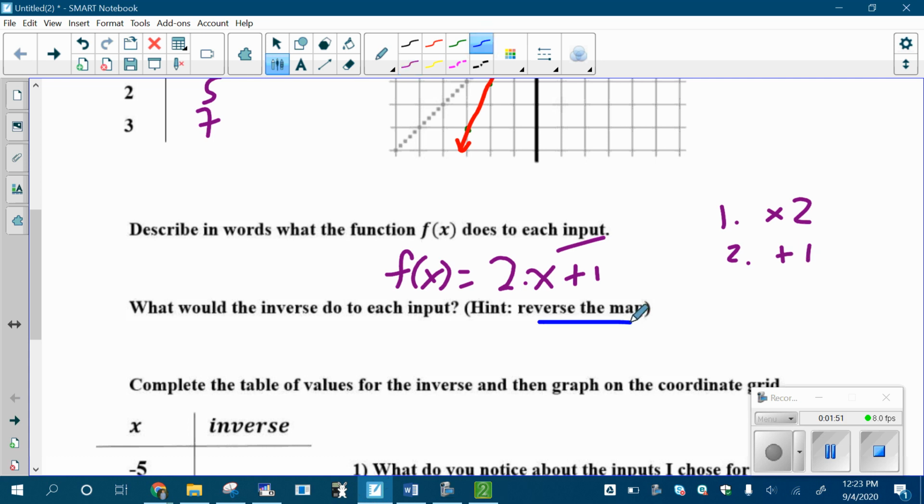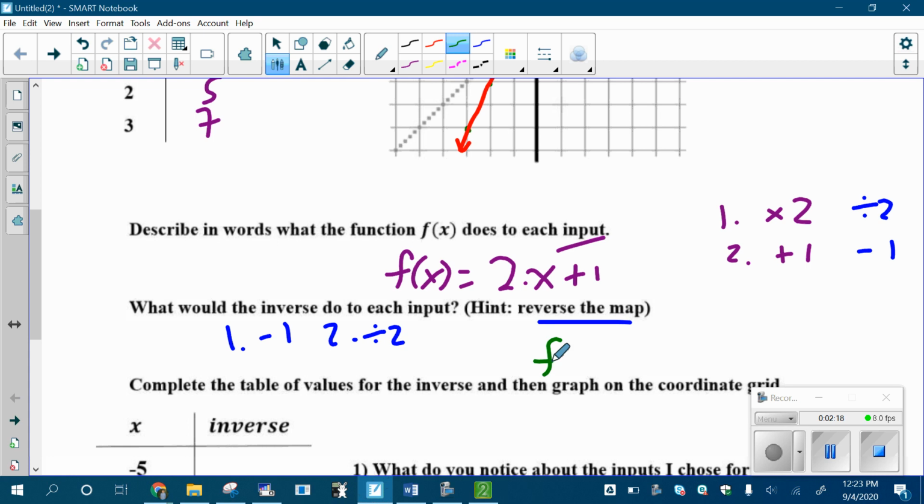So if we want to reverse the map to write the inverse, we have to undo those two things. So instead of multiplying by 2, we have to divide by 2. And instead of adding 1, we have to subtract 1. But we also have to flip-flop the order. So we actually have to subtract 1 first, and then we have to divide by 2. And that's what we should have gotten out of that Mr. Covey magic thing.